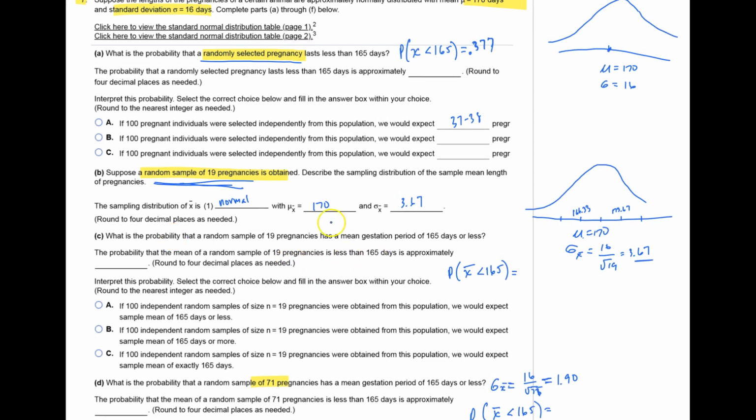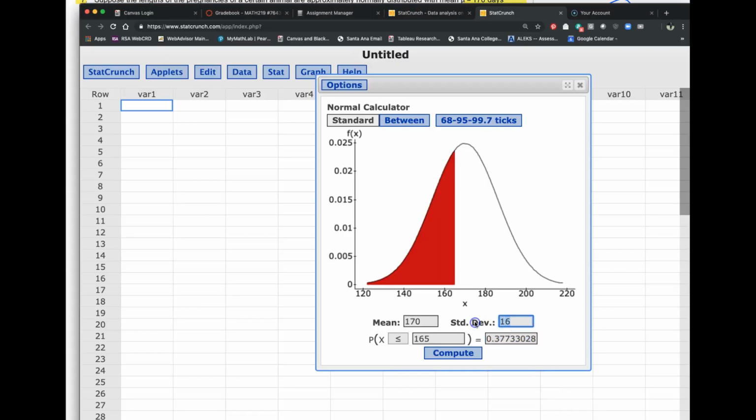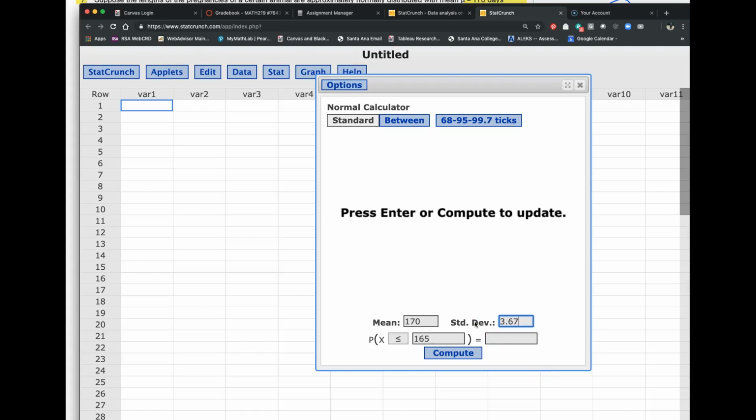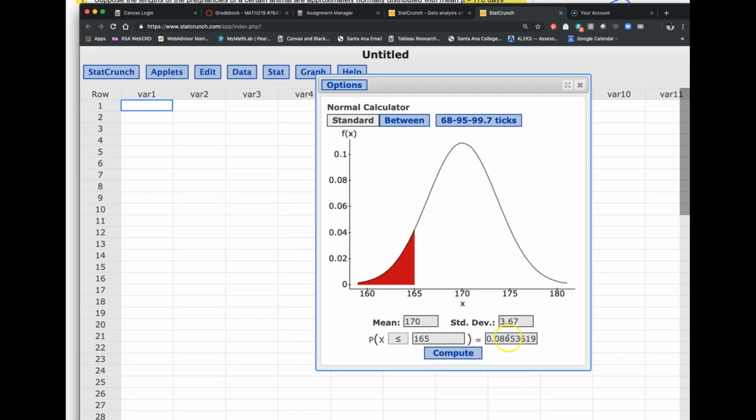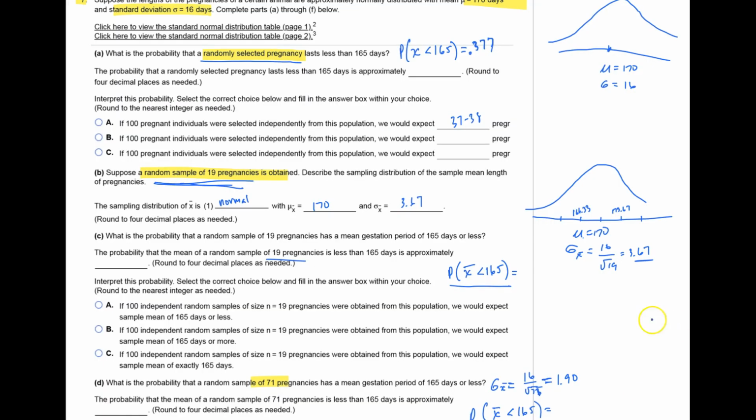And so to answer this question here, you can see what the mean and standard deviation, or the standard error, are. What's the probability that the mean of 19 pregnancies would be less than 165? And so the difference here is I'm going to put 3.67 in there, compute that, and then you can see now I end up with 0.087 for the answer there. 0.087 again, because now we're looking at if the mean of 19 pregnancies is less than 165 days.